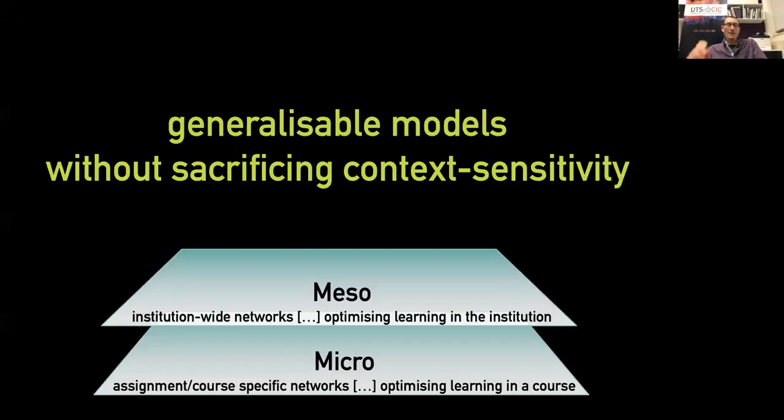Okay. Another challenge. We want to build generalizable models. I mean, it's great. You may have built a model that only works in your institution, but typically you're tackling a problem which many other people will be interested in as well. Wouldn't it be great if we could share models and improve them in an open source kind of community? At the same time, when we generalize and scale models, we don't want to sacrifice context sensitivity.